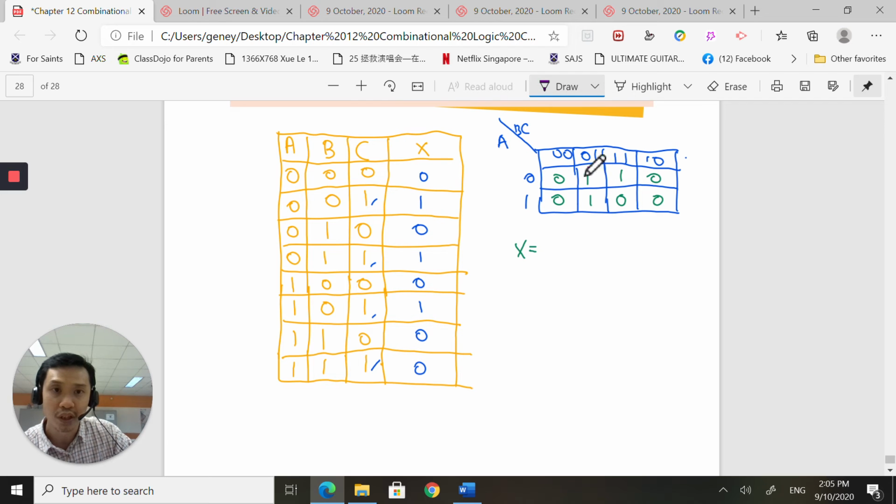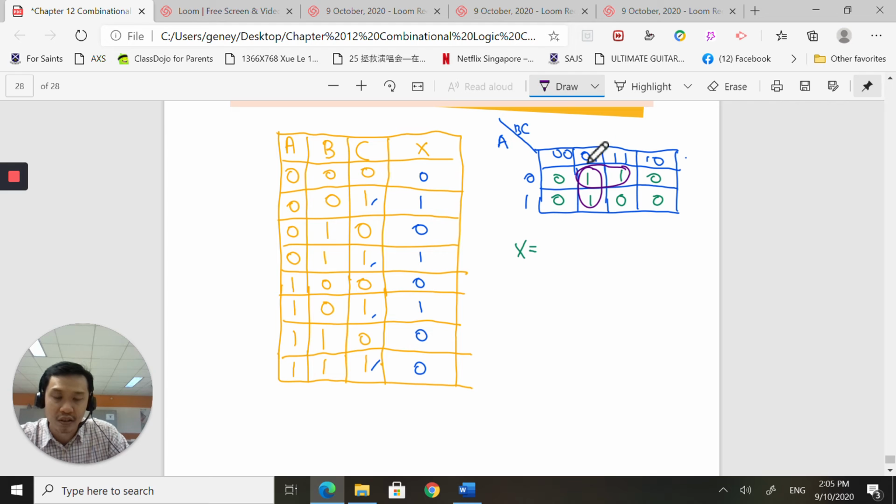So right now, let's study this loop first, this vertical loop here. A is not common. A changes from 0 to 1, so I don't want A. And I want both B complement and C, right? Because B complement and C is common for this loop here.